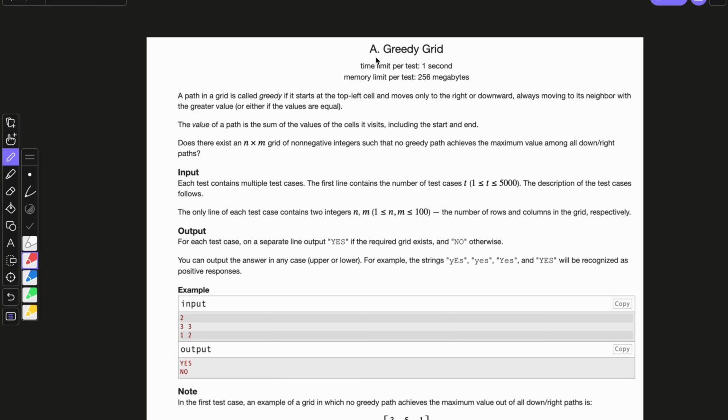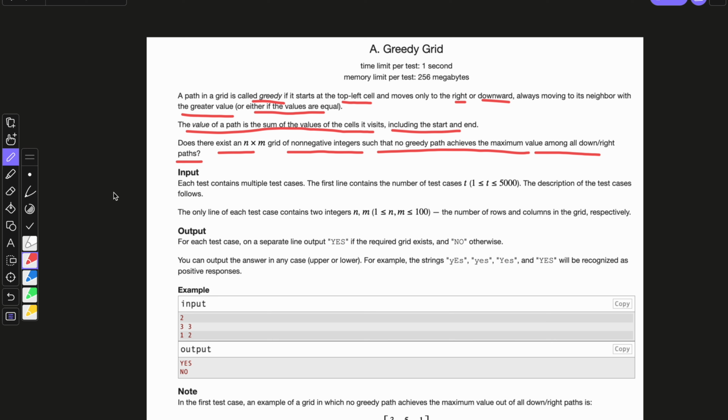So let's start with the question. A greedy grid. A path in a grid is called greedy if it starts at the top left cell and moves only to the right or downward, always moving to its neighbor with the greater value, or either if the values are equal. The value of a path is the sum of values of the cells it visits, including the start and the end. Does there exist an n cross m grid of negative integers such that no greedy path receives the maximum value among all down right paths?